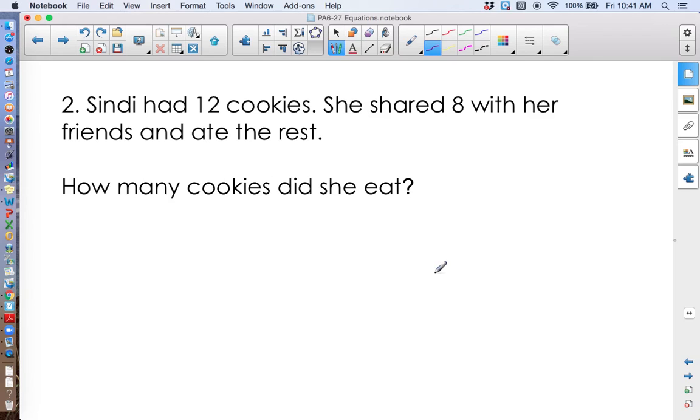Cindy had 12 cookies. She shared 8 with her friends and ate the rest. How many cookies did she eat? So she has 12 cookies. She starts with 12. Okay. She shared 8 with her friends. So she shares, gives away 8. How many does she eat? How else could you rewrite this? She shares 8 with her friends and she eats the rest. Okay.